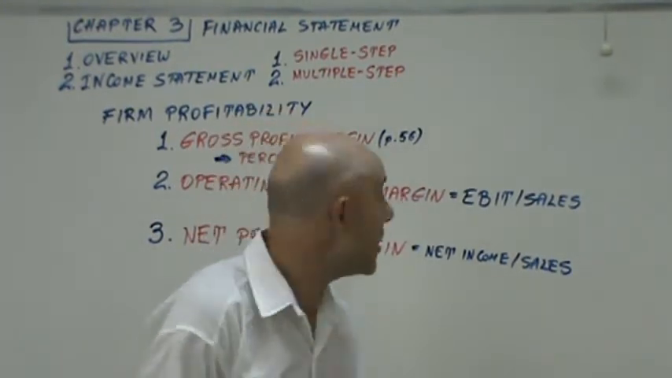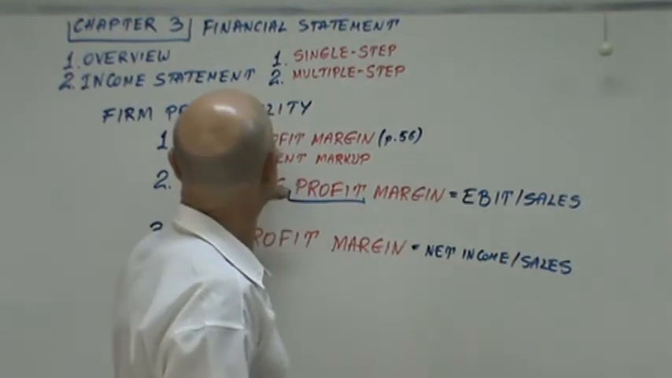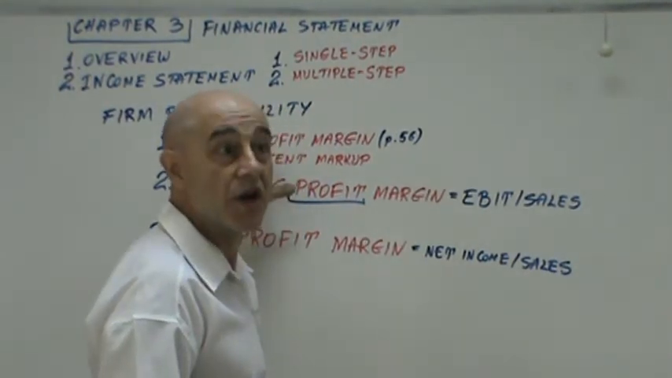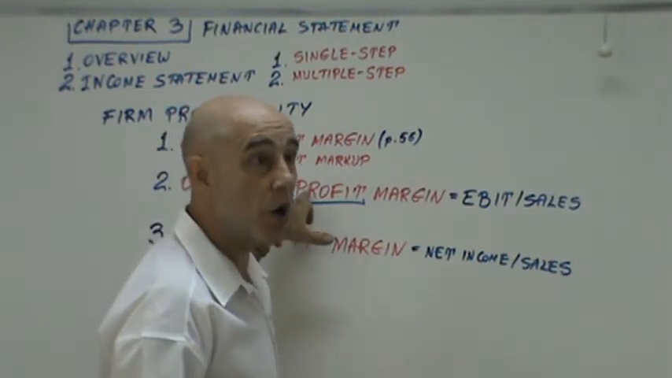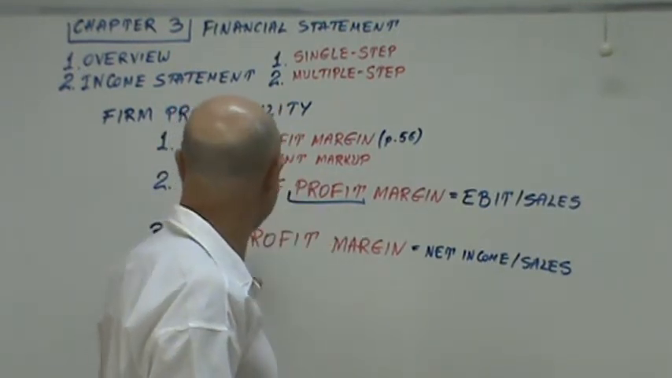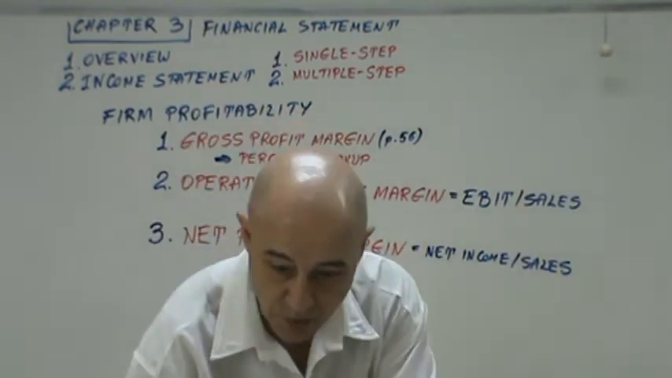So basically the question is, out of a dollar of sales, what is the percentage of gross margin, what is the percentage of operating margin, and what is the percentage of net profit margin? This is a simple question.